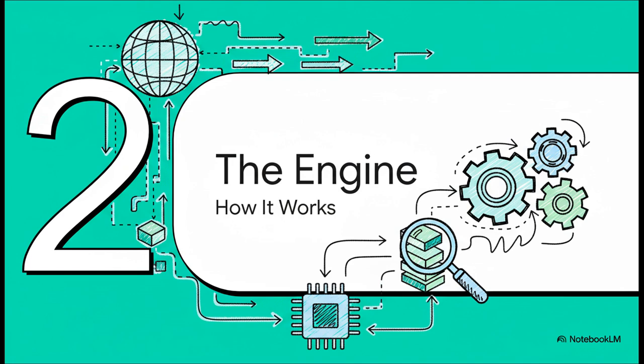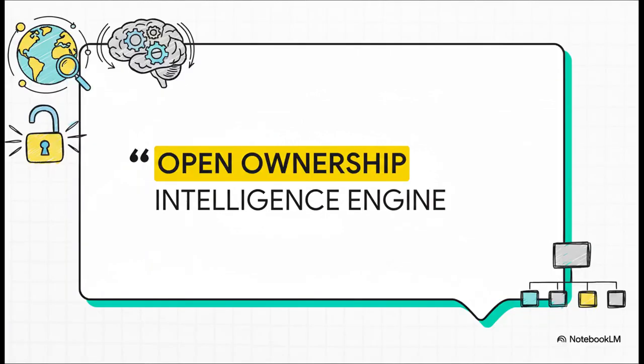Okay, so that sounds great in theory, right? But how would an engine this massive actually work? Let's pop the hood and take a look. So, at its core, you've got something called the Open Ownership Intelligence Engine. And honestly, the name itself tells you a lot. The whole point is to make a super powerful intelligence tool that's not locked away in some corporate vault. The idea is for it to be accessible to, well, everyone.